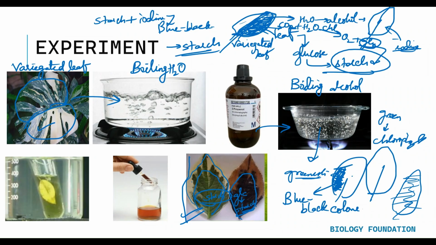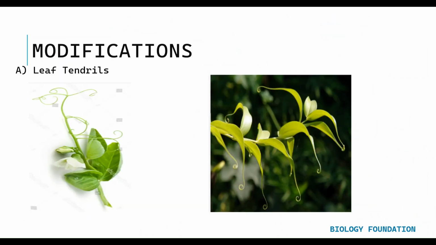So this is a simple experiment that can be done in lab to prove that leaves perform photosynthesis, and during this process of photosynthesis glucose is synthesized where excess glucose is stored as starch. Okay, so we have discussed the basic functions of a leaf, where leaves play a very important role in performing photosynthesis, in transpiration, and even in exchange of gases. Now let's understand modifications of leaf.